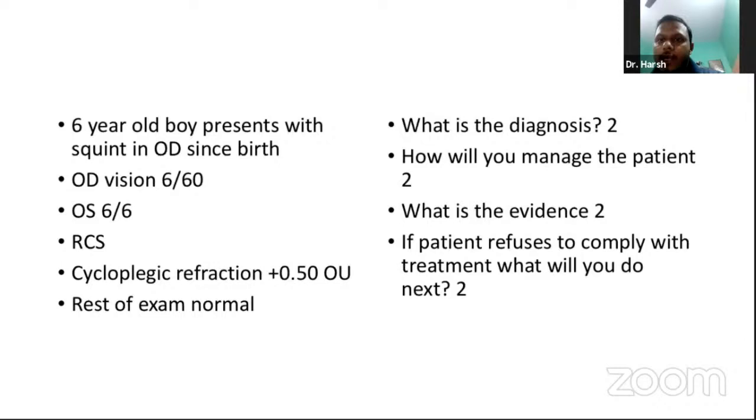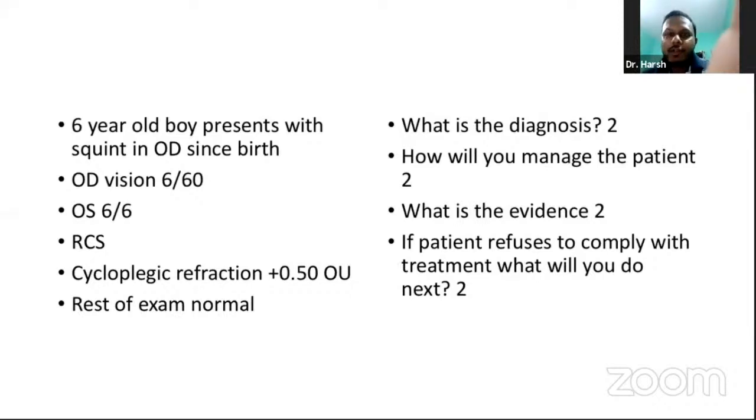A 6-year-old boy presents with squint in the right eye since birth. The vision in the right eye is 6/60. Vision in the left eye is 6/6. And cycloplegic refraction is plano, 0.5 for both eyes, and rest of the examination is normal. What is written before the cycloplegic refraction? That is the key here. Don't miss it out. That is RCS.